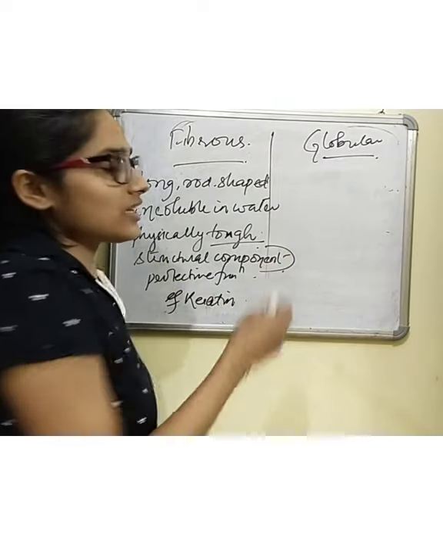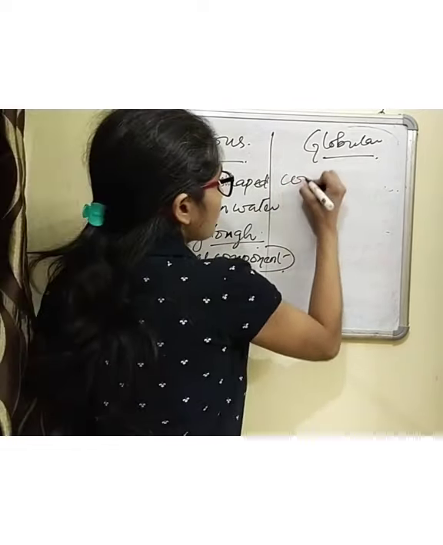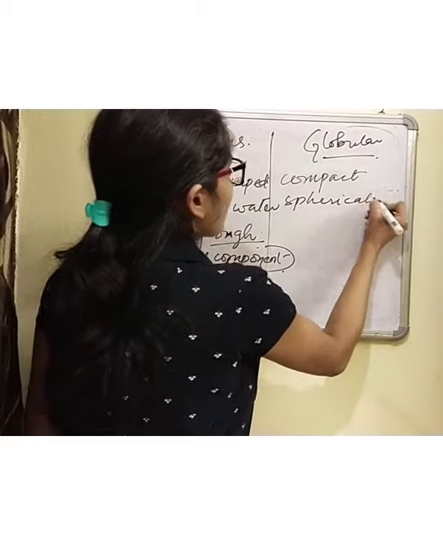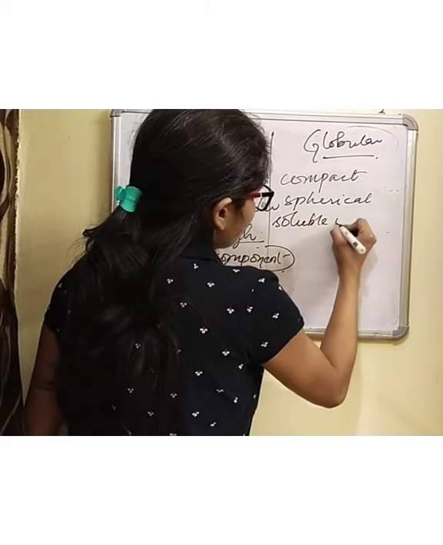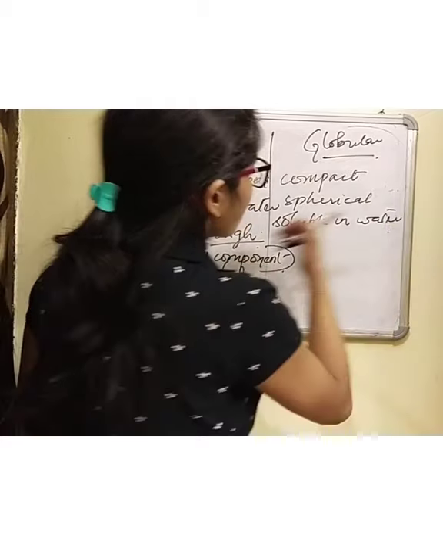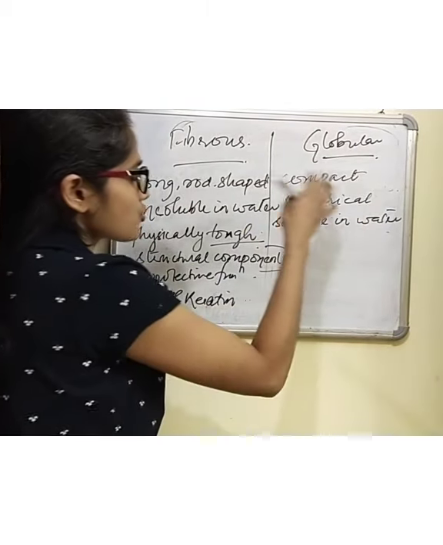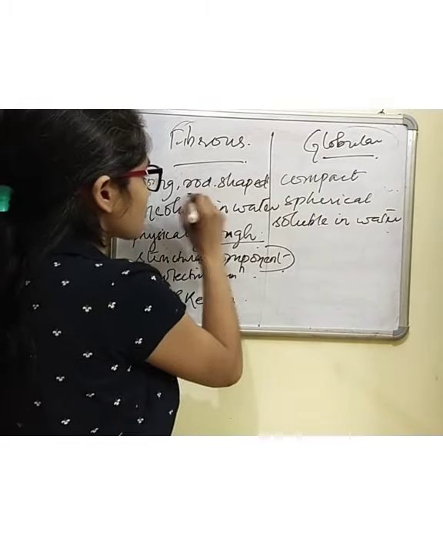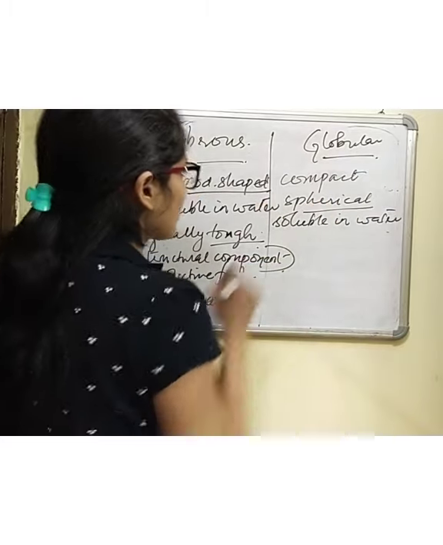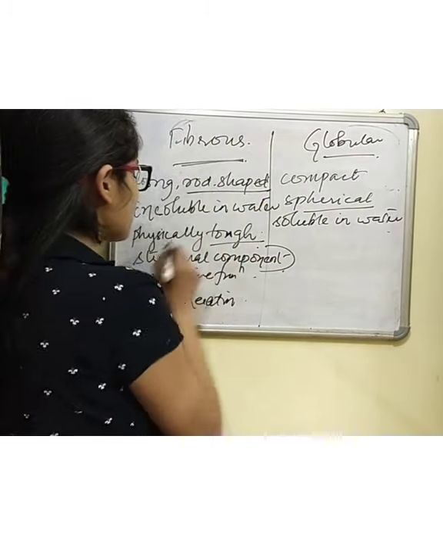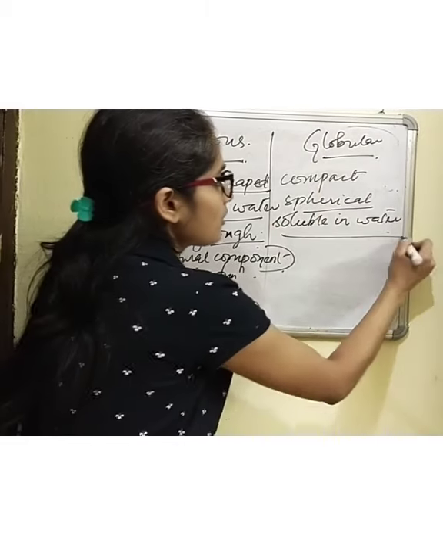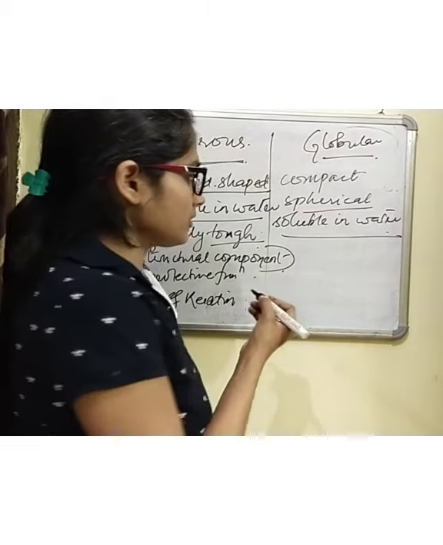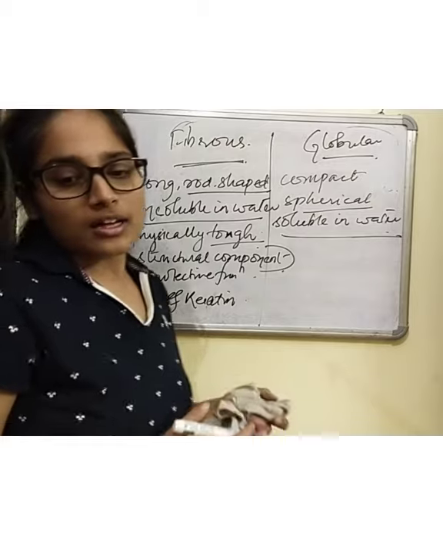Whereas globular proteins are spherical. They are not long, but compact. They are spherical in shape and soluble in water. So this is the difference on the basis of which they are categorized into two groups: fibrous proteins are rod shaped, whereas globular ones are spherical; on the basis of solubility, fibrous ones are insoluble in water, whereas globular proteins are soluble in water.